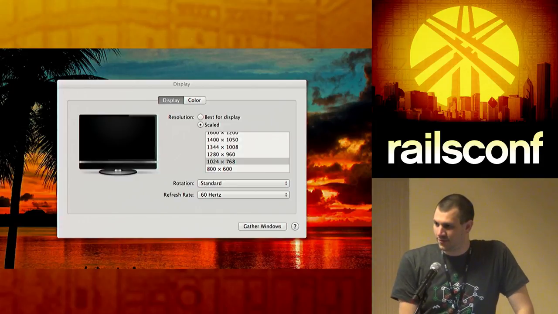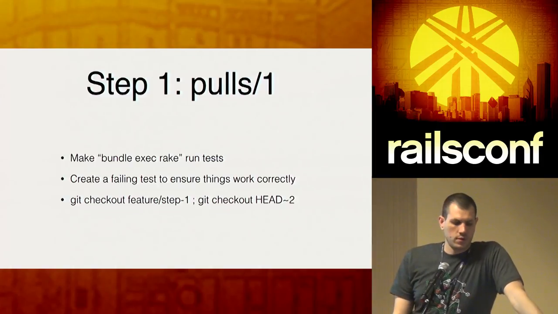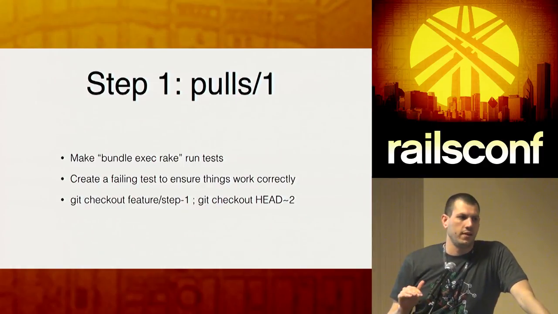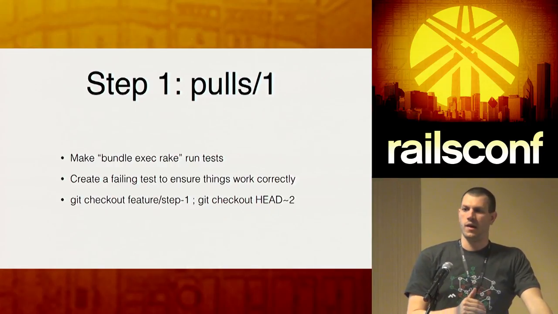Did everybody catch that? So if you check out the step one branch and then do git reset to HEAD tilde 2, you can go back to the very beginning. So once you do this, you should be at a blank state. And your job now is to set up the Rakefile so that you can run a test.